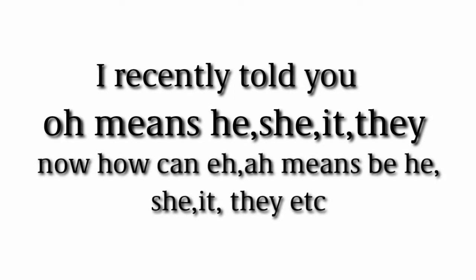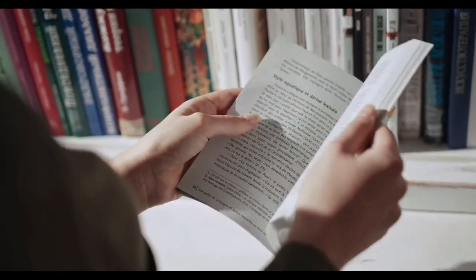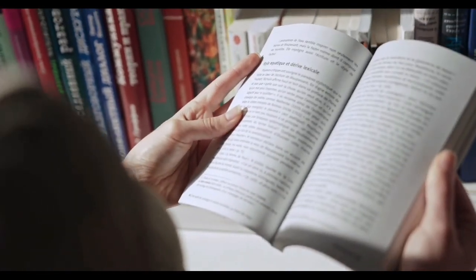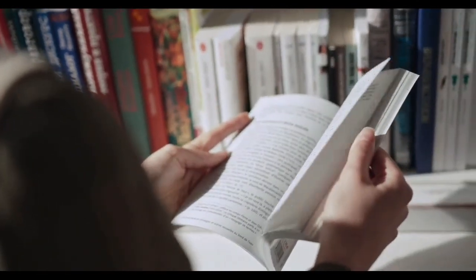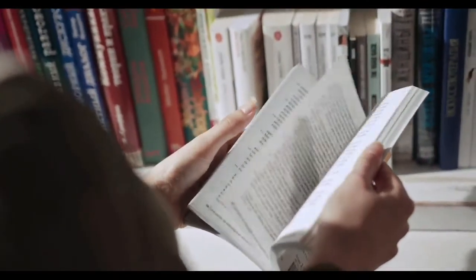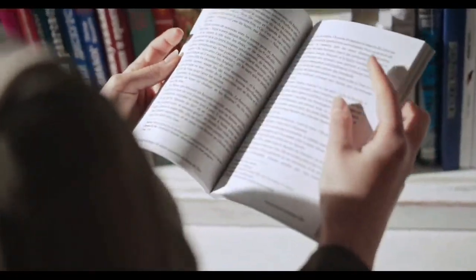Because recently I told you that O means he, she, it. How can A mean we, he, she, they, stuff like that? Well, in books you don't see that. Books only tell you that he, she, and they mean O, depending on the verb, right? But he, she, it could also be A or A. So I'm going to tell you how that works.